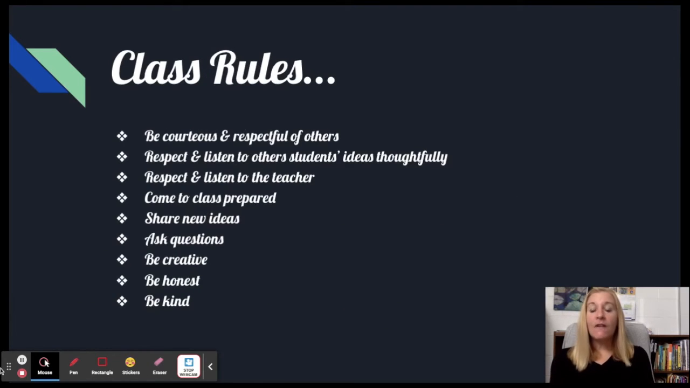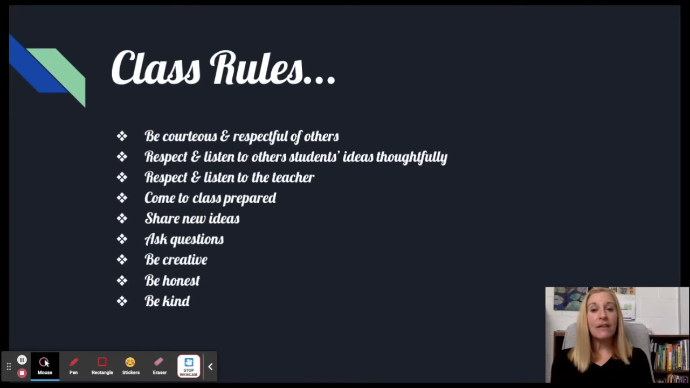Class rules. First and foremost, be courteous and respectful of others. Respect and listen to other students' ideas thoughtfully. This is something that we are actively working on during our class discussions. It is super important to not only have excellent speaking skills, but also listening skills. So taking that moment to sit back and listen to another student's thoughts, feelings, and ideas.